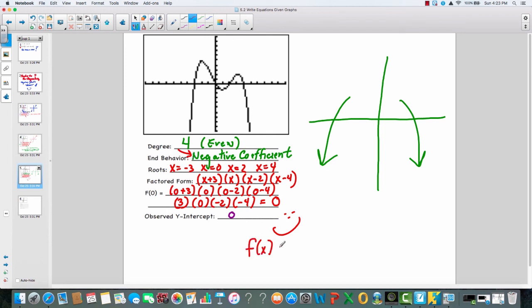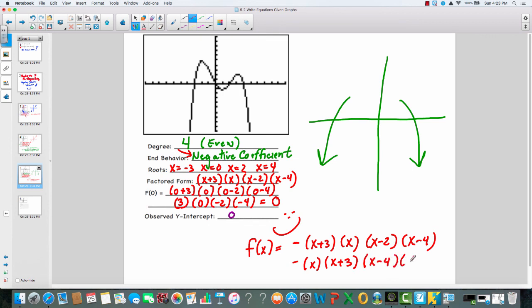F of x equals negative. And then let's do our factored form. X plus 3, x minus 2, and x minus 4. If you're wondering right now if the order matters, absolutely not. We could have done this, which I think I like because it just looks nicer to have the x first. And just to show you, I'll reverse the 4 and the 2. They're both the same. Okay, so either way works. I kind of like this way better.